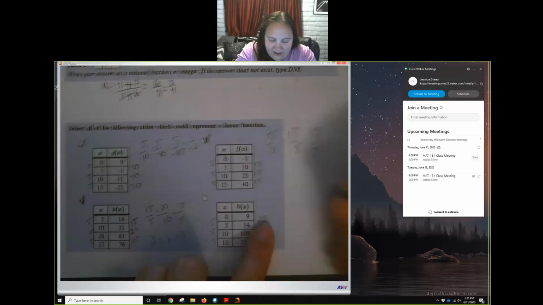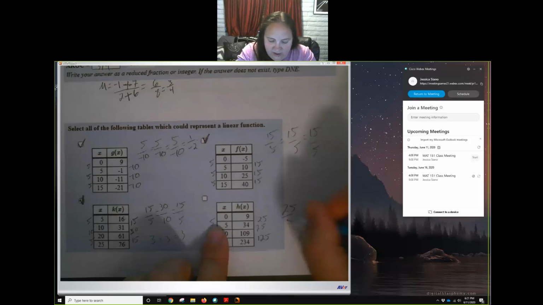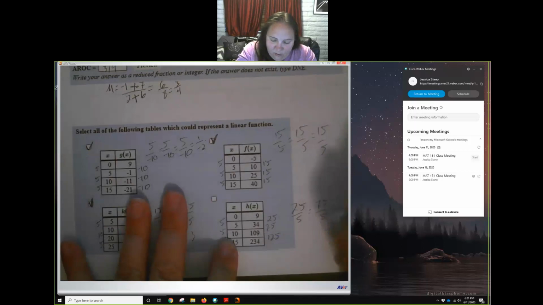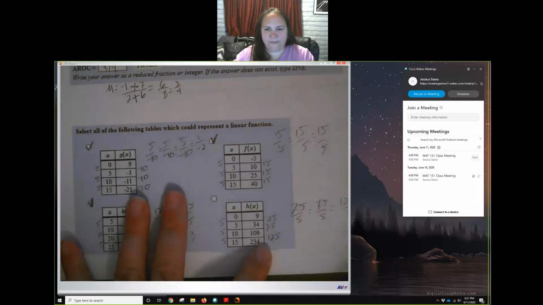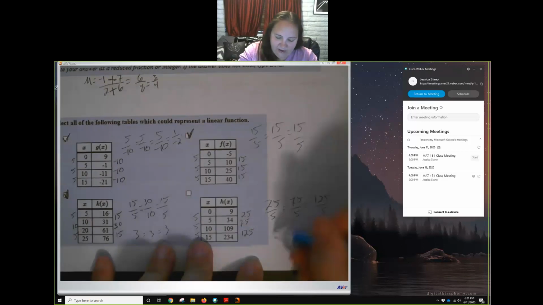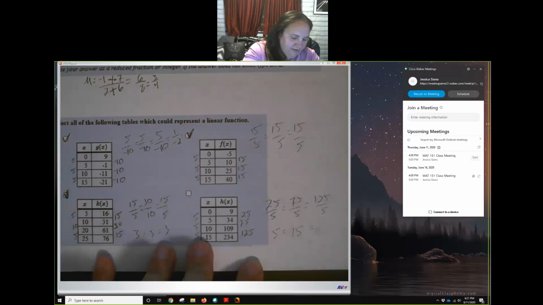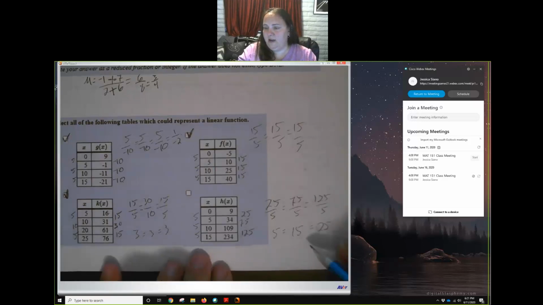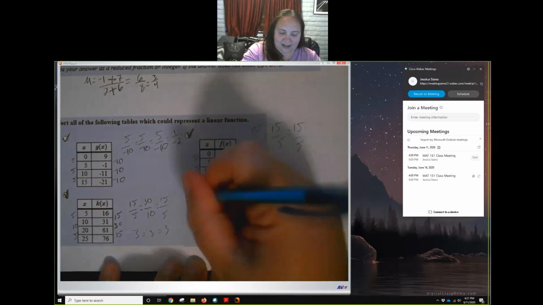So I would have 25 over 5, 75 over 5, 125 over 5, which would then be 5, 15, and 25. See how when reduced, these three ratios are completely different. So that means this one is not linear.